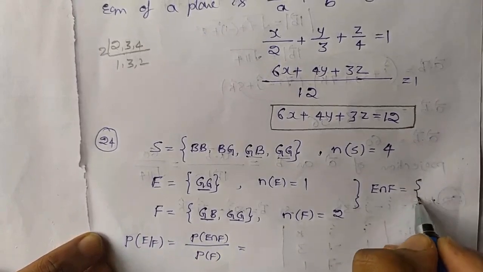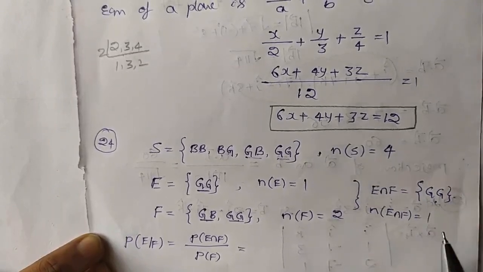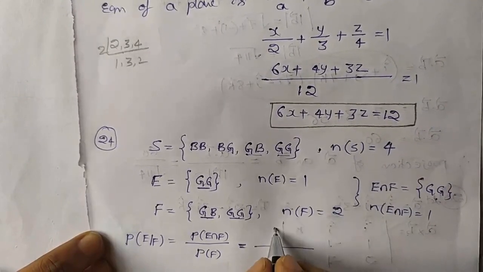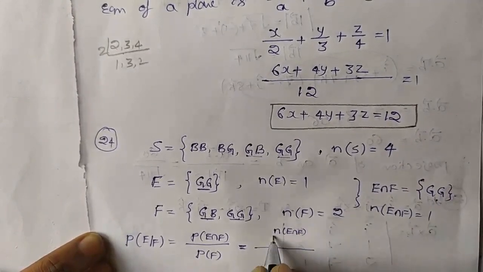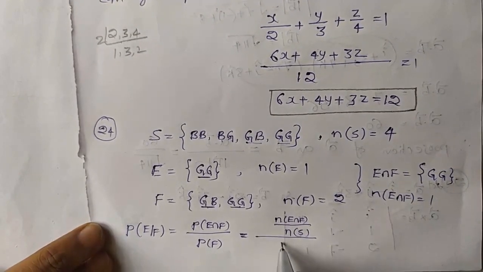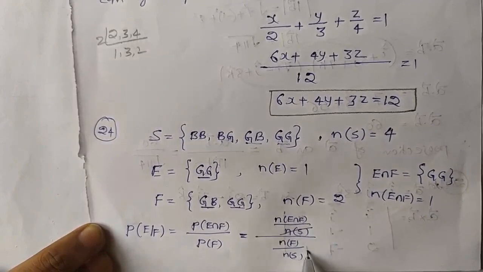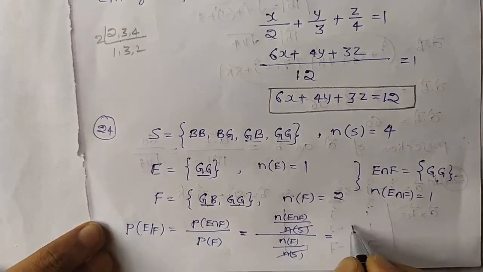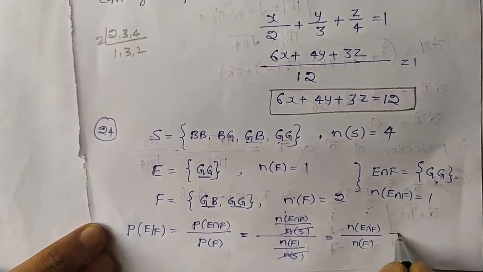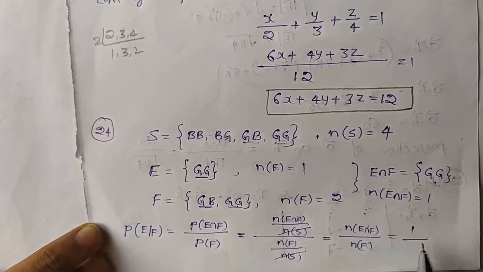G and G. The number of elements in E intersection F is 1. How to find P of E intersection F? N of E intersection F divided by N of S. Similarly, P of F is N of F divided by N of S. So N of S and N of S will get cancelled. That equals N of E intersection F divided by N of F, which is 1 by 2.